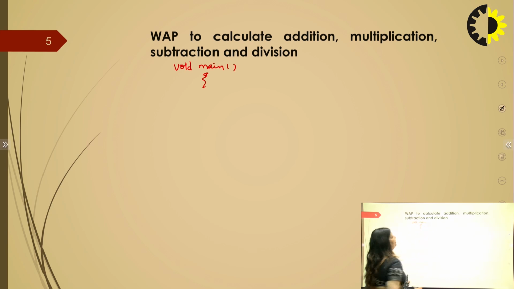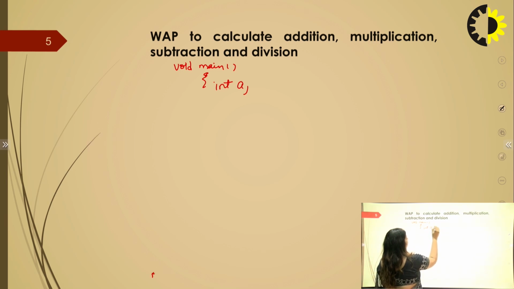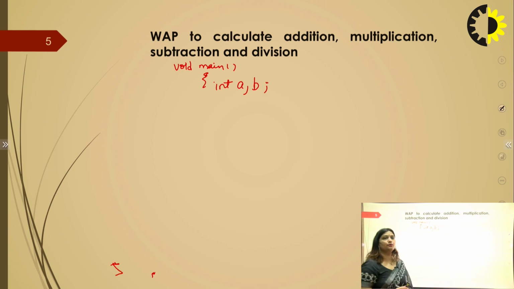What do we have to do? We need two variables, or we can say two operands, to perform the operation. So here I will declare int a and b. There are various ways to write the code, but since this is the beginning for first year students, who are beginners, always adopt the basic form of coding.